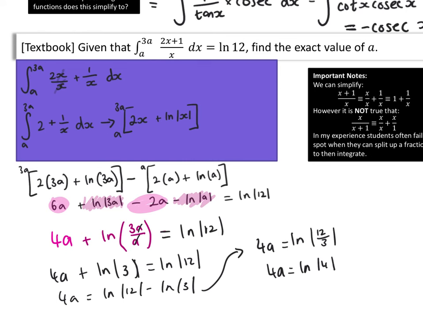So to find a, I'm going to divide it by 4. So ln of 4 over 4. This is the exact value of a. Now again, you can see I've done loads of steps here where I'd probably skip them out in the exam, just so you understand exactly what's going on. The hardest part of this question is making sure that we split the fraction to integrate it correctly.